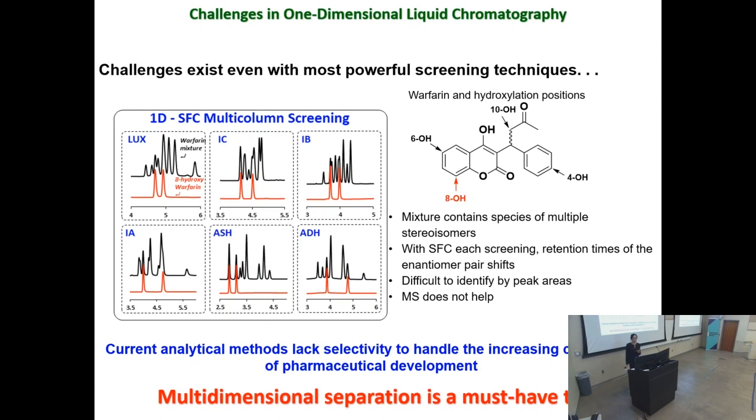To monitor those 10 isomers, the best approach is the SFC method. So we can screen on the SFC with different columns. We got a separation, but to monitor one of them is hard because, for example, the A hydroxy warfarin, which is the red trace on the top, has an elution order that changes based on the different chiral columns. So it's hard to monitor those compounds based on the peak area.